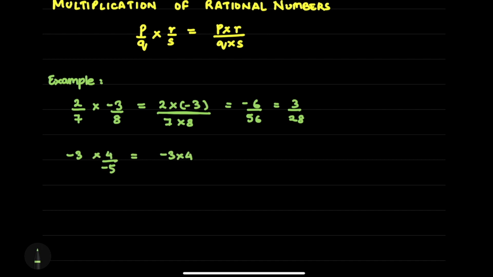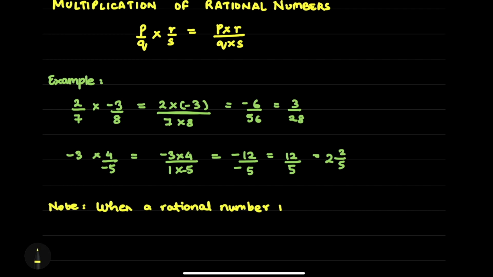Similarly, if we multiply minus 3 by 4 and 4 by minus 5, we get minus 3 into 4 divided by 1 into 5, which gives us 12 by 5 or 2 by 5. A quick point to note before we move on is that when a rational number is multiplied to 0, the product will always be 0.